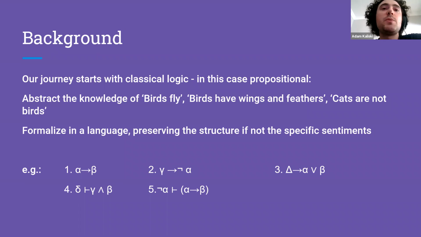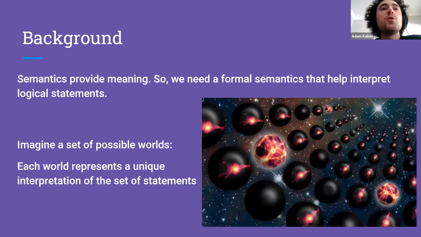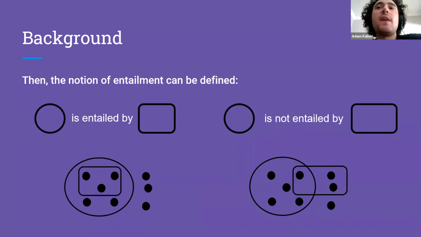What this does is strip the natural language representation of this knowledge of the sentiments that we put on through natural language, and it just preserves the structure of the actual knowledge. We have to provide our own sense of meaning, which is done through the propositional semantics. In propositional logic, this is done by imagining a set of possible worlds, where each world is a unique interpretation of these statements: the world where "it is a bird" is true and where it is false, the world where "it flies" is true and false, and so on, for every permutation of every single atomized statement that we have.